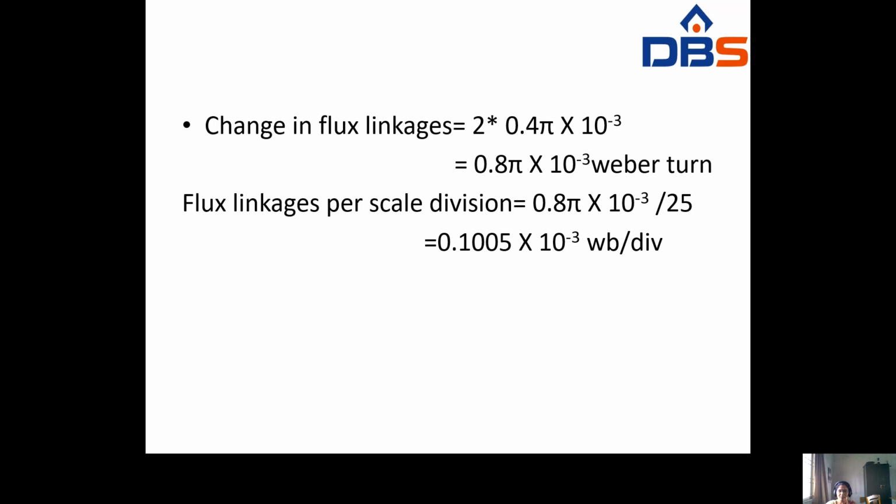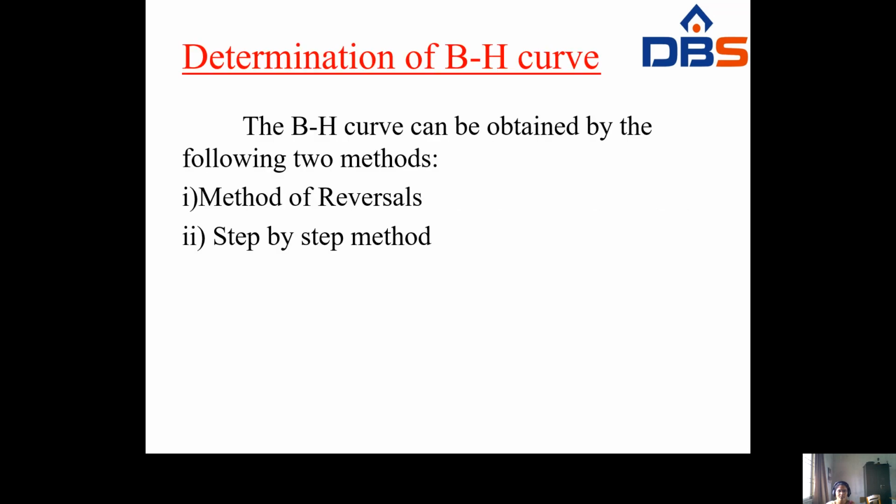Flux linkages per scale division. This is the total change in flux linkages, and the total number of scale divisions given in the problem is 25. But here we have to find it per scale division. So the total change in flux linkages, 0.8 pi into 10 to the power of minus 3 Weber turns, divided by 25, gives flux linkages per scale division equal to 0.1005 into 10 to the power of minus 3 Weber per division. Okay, so this is the problem.